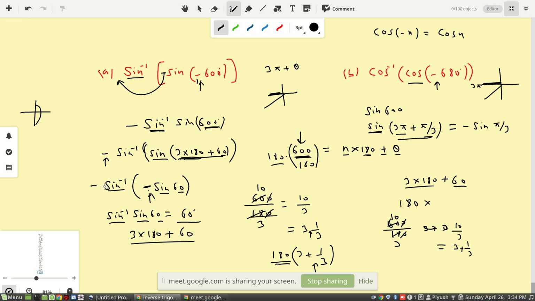This negative I'll take outside because of the sine inverse. Whenever a negative is inside sine inverse, this negative comes outside. So this negative and this negative overall become positive. Sine inverse of sine 60 is 60. So the overall answer for this question is 60 degrees, which can also be written as pi by 3. This different variety of question you should know how to handle, and in a similar way you can solve this one also.